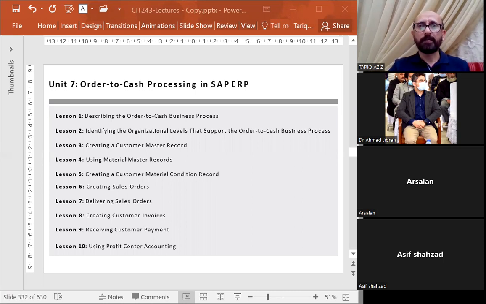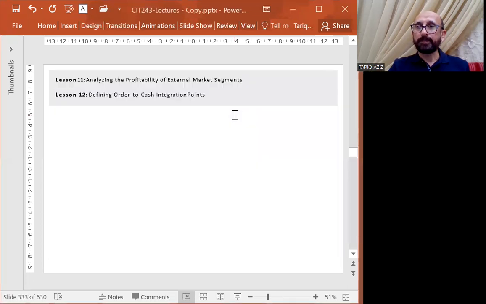So these are the topics that we'll be talking about. We'll talk about order to cash business processes. This is another term which SAP uses for sales and distribution, that is order to cash. If somebody gives you an order and you deliver the item, in return you'll get the cash. We'll talk about the organization levels, some master records, and then some of the transactions that we will process.